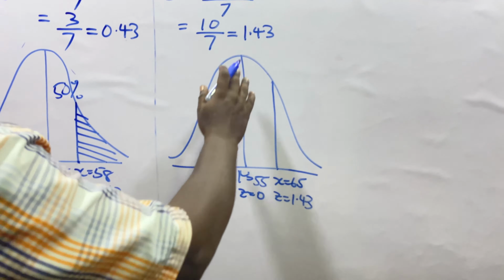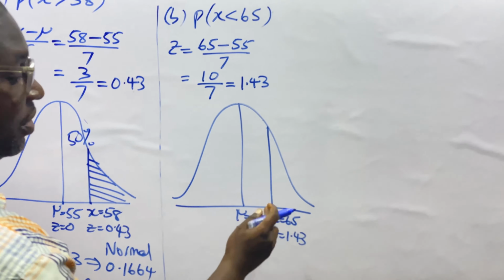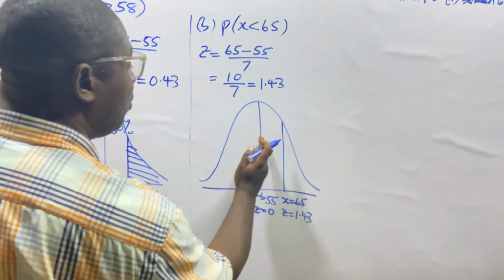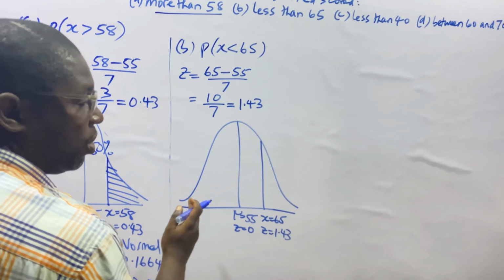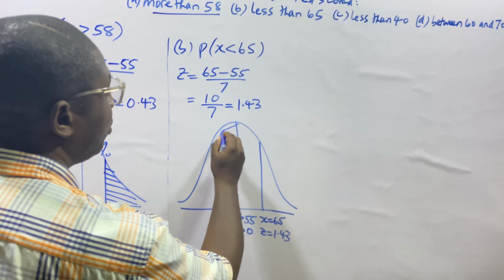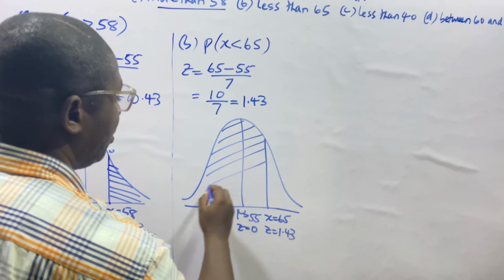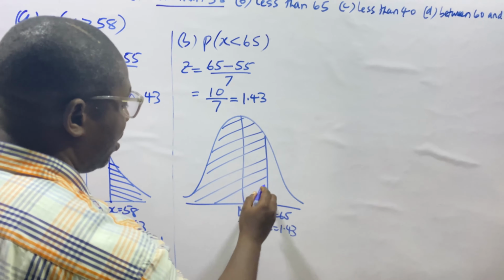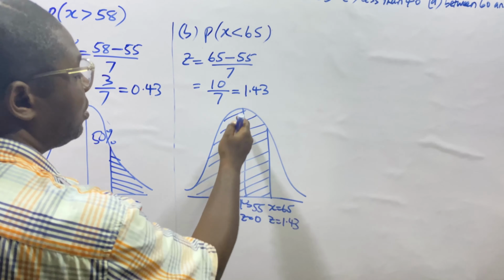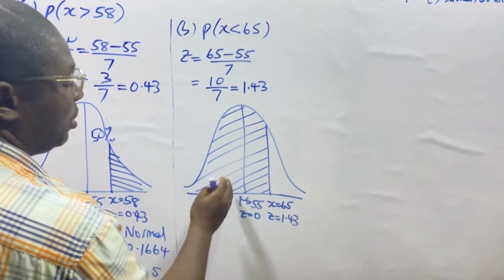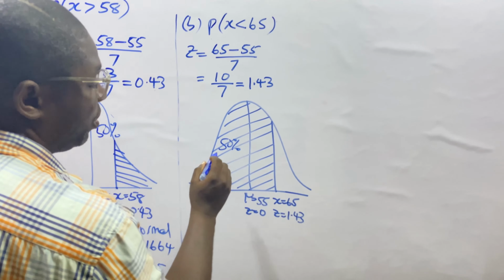Now, less than 65, where are we going to shade here? Less than 65, this is 65. So all of these parts of the curve will be shaded. So let's just do that. This is less than 65. All of these will be shaded. Mind you, part of this shaded portion is 50%. So 50% on this side, which is 0.5.